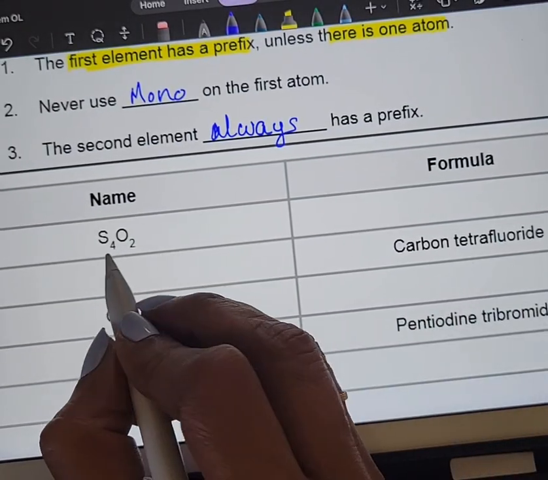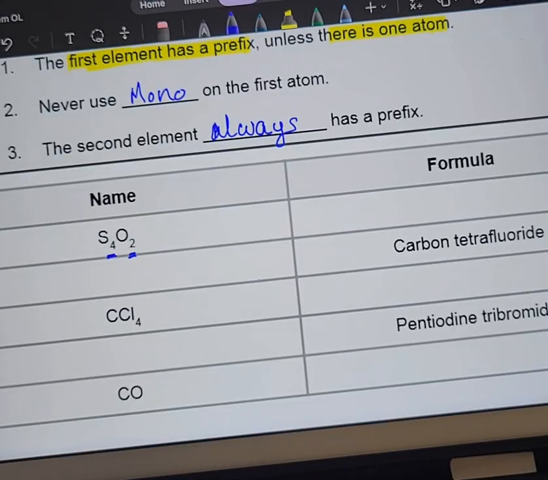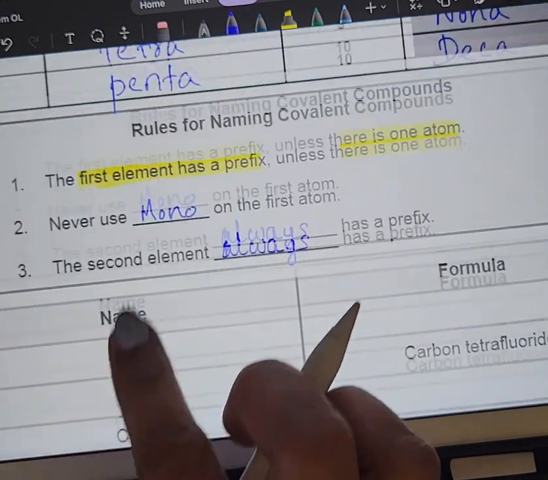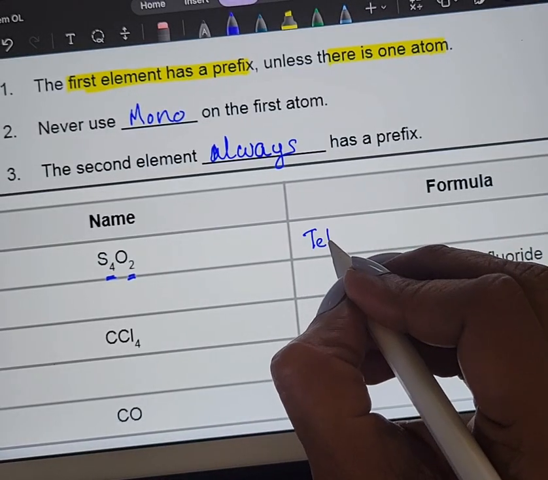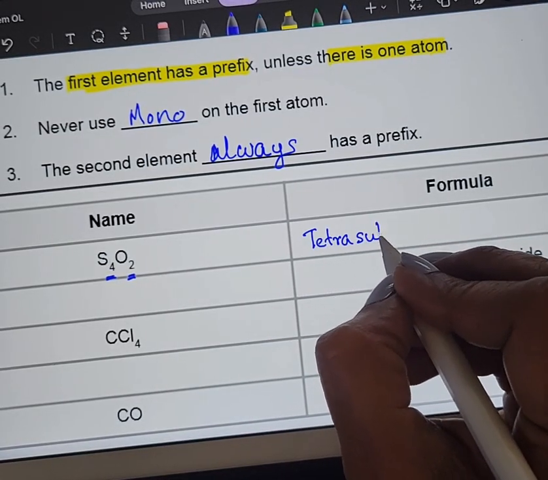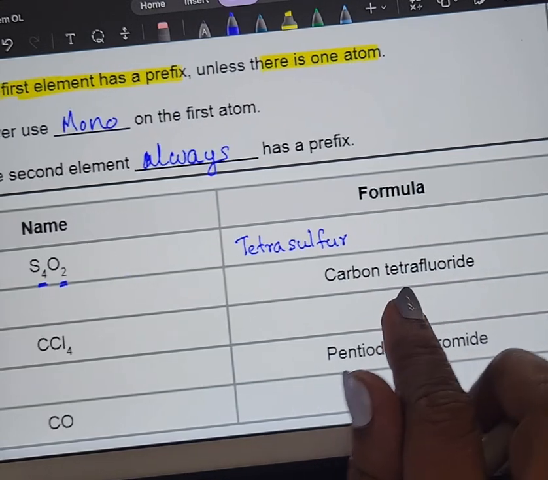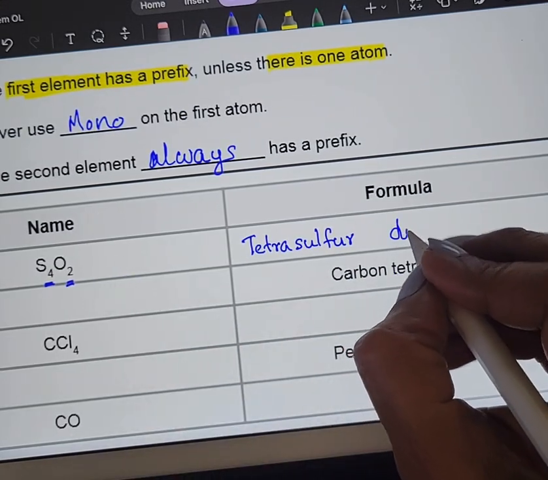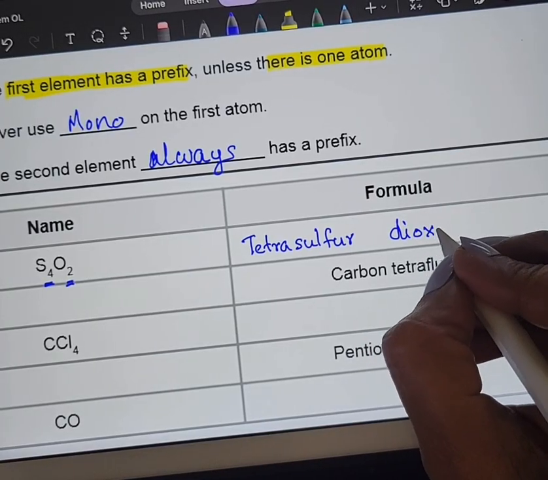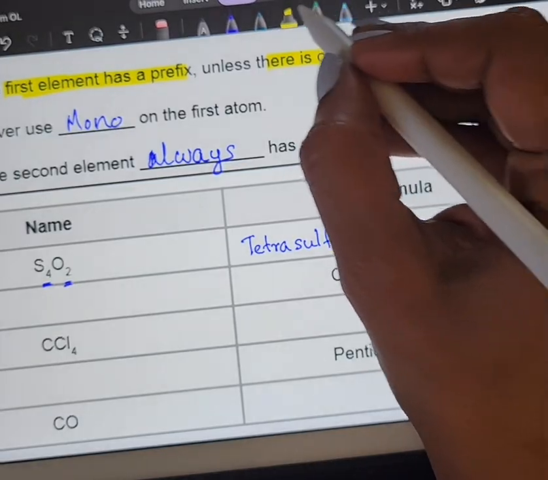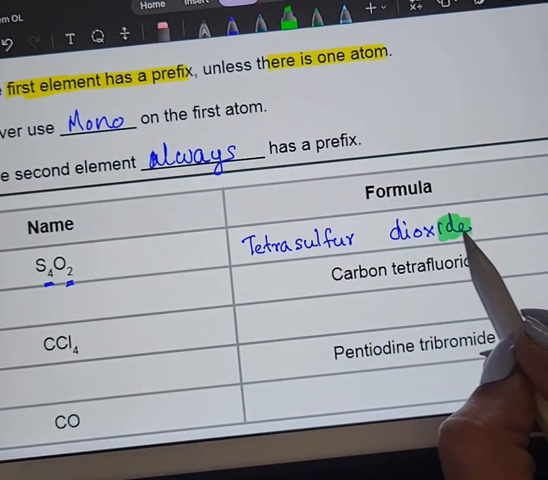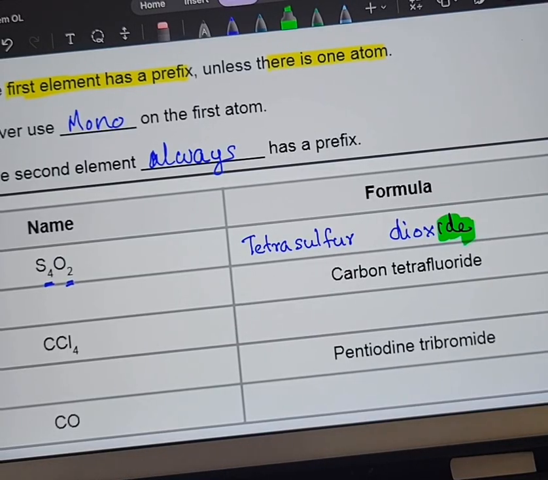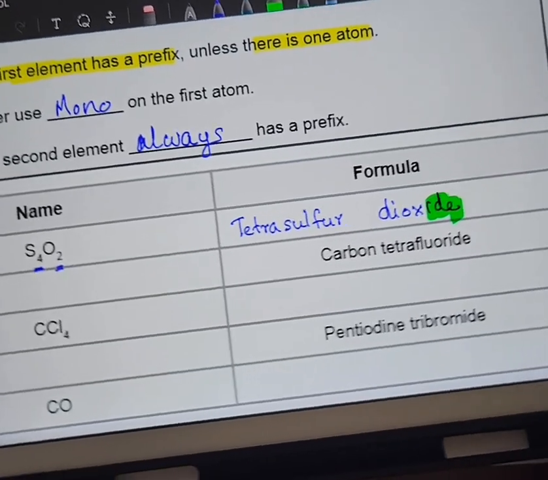So this one says S4O2. S is sulfur and 4 is what? Tetra. So I'm going to start the name with the prefix, which is tetra. And how many sulfur? The tetrasulfur and a space. And there are 2 oxygens, so I'm going to write di. And oxygen should end in IDE. That is the rule we learned earlier. There is no change in that rule, okay? The second element always ends in IDE. So it is tetrasulfur dioxide.